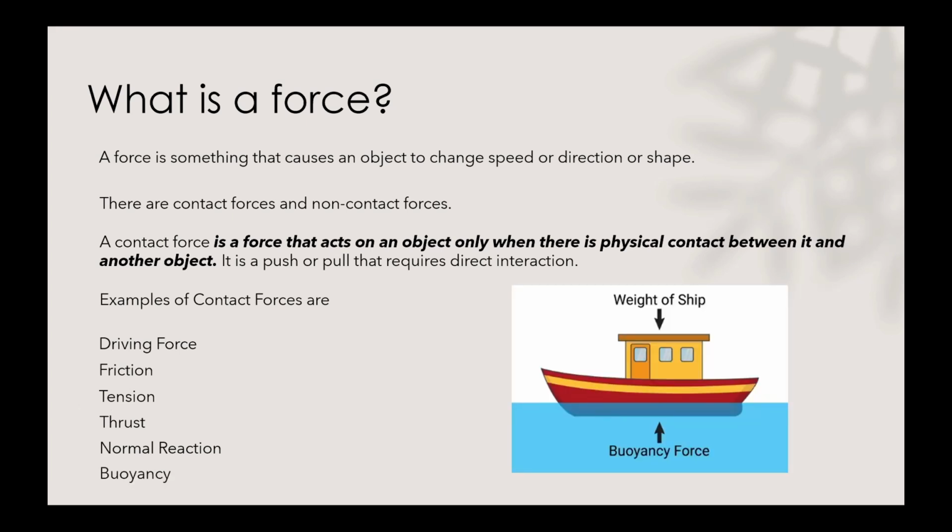Next we have buoyancy. Now, buoyancy is an upward force exerted by a fluid that opposes the weight of an object submerged in it, determining whether the object will float or sink. So when an object is in liquid or fluid, it's the buoyancy force that will basically dictate whether it's either going to float or whether it's going to sink.